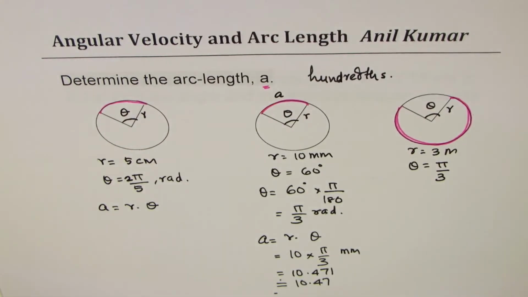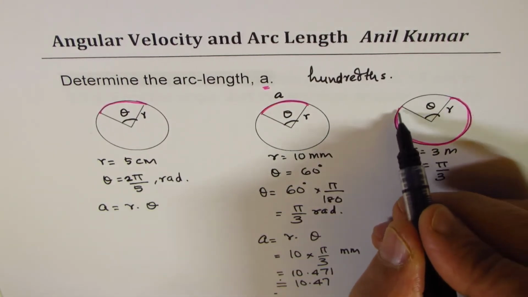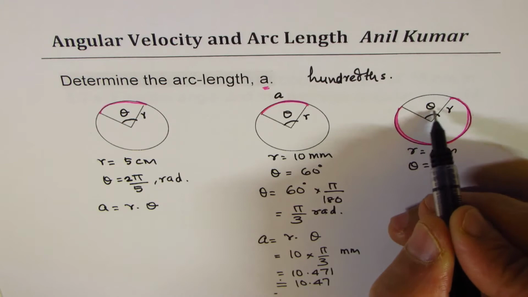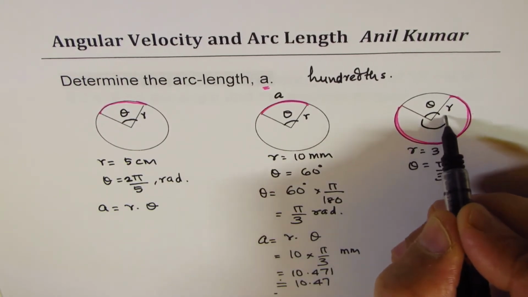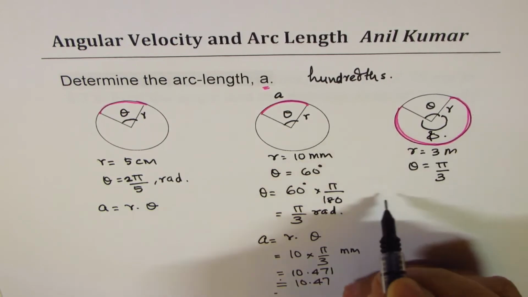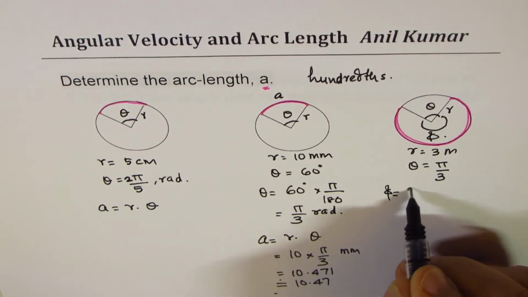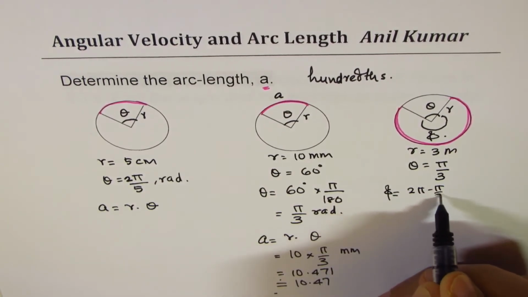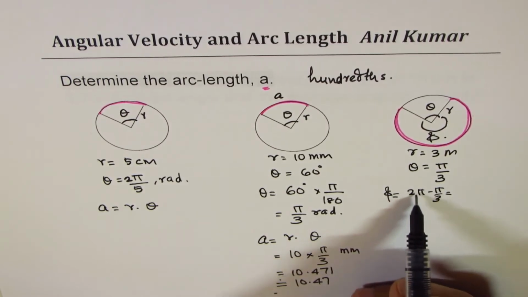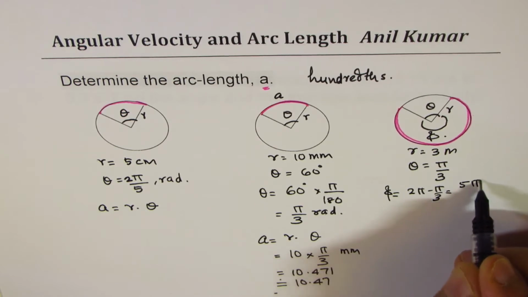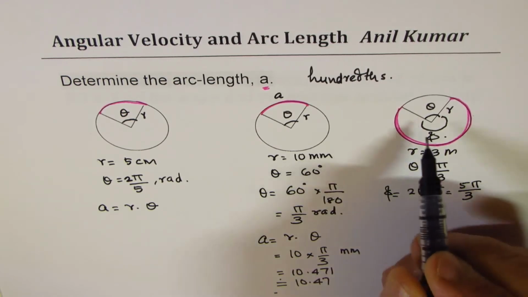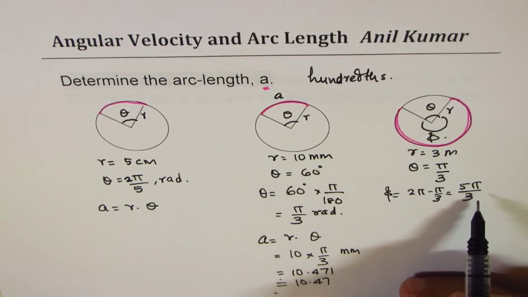Okay. The last one here, we need to find the bigger arc length. We are given the smaller angle. So you have to be careful. So this angle, let me call this phi. So phi for us will be 2 pi minus pi by 3, correct? Which is 6 pi minus pi, which is 5 pi by 3. Does it make sense to you? So the big angle is 5 pi by 3.